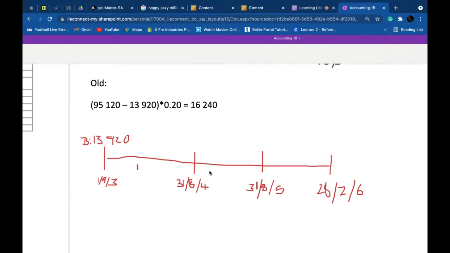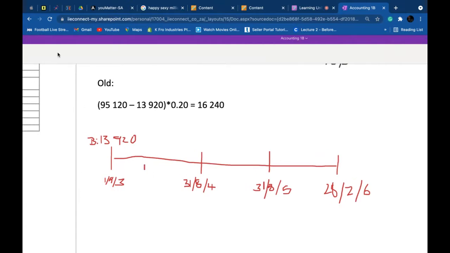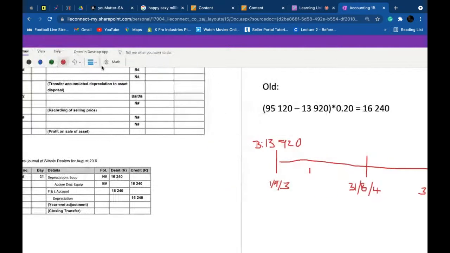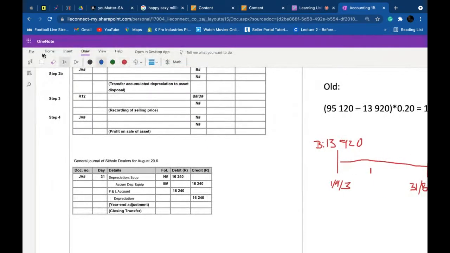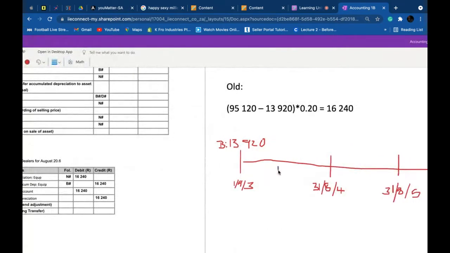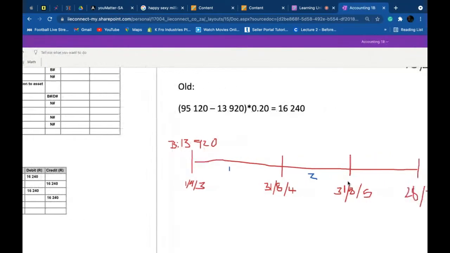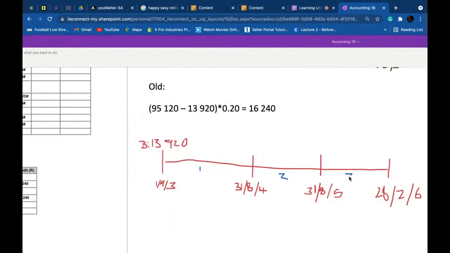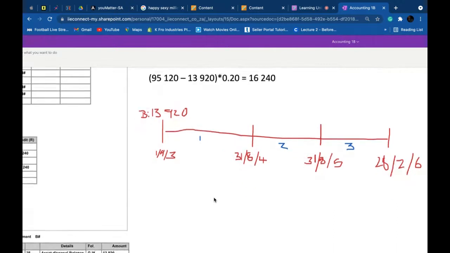So again, we have 1, 2, and 3. Okay. Right.